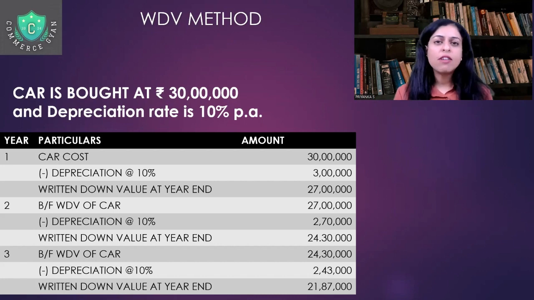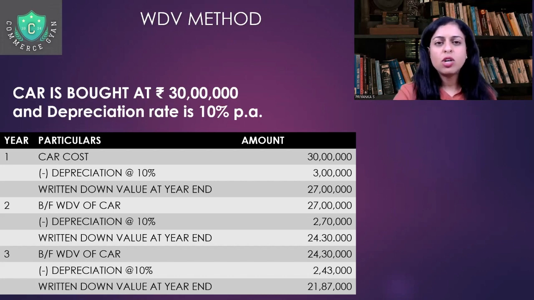You will say the car value as per the depreciated written down value method will be 21 lakhs 87,000. So this is how the WDV method, or written down value method, is used. So hope this is clear.